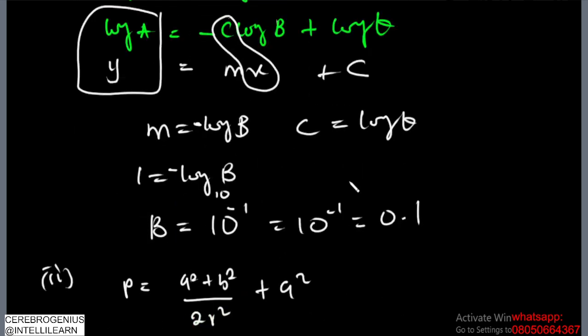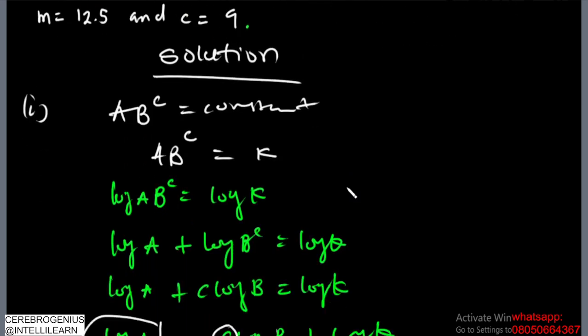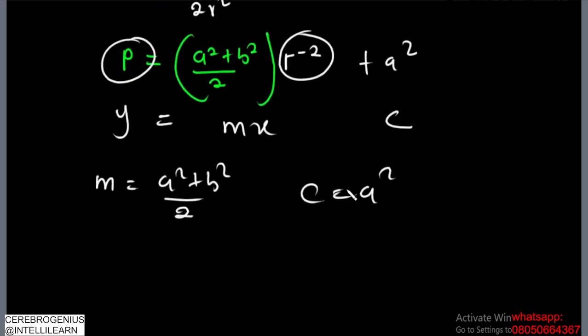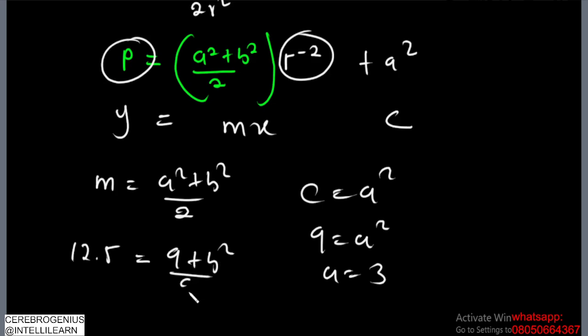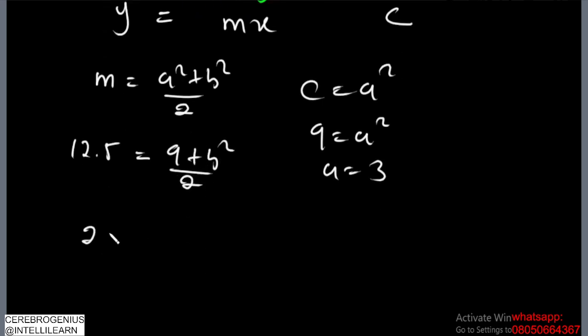Now don't forget that we have values for them. The value of the slope is 12.5. The value of C is 9. So that means we come here, we say 9 equal to A squared. And A will be 3. Although it's plus or minus 3, you can just pick the positive part of it. Then the slope is what? 12.5 equal to A squared plus B squared over 2, and A squared is 9. So what will happen? Cross multiply, you get 25 equal to 9 plus B squared. We get B squared to be 25 minus 9, which is 16. Square root of 16 is 4. So that means that A is 3 and B is 4.